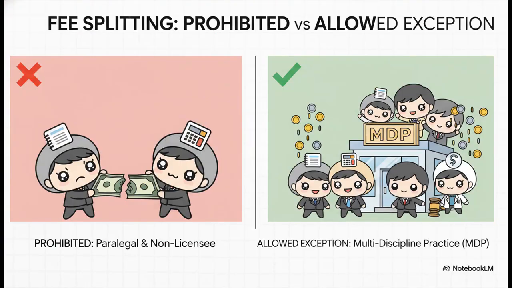So the rule is pretty simple. You can't split your legal fees with someone who isn't a licensee, period. But there is one very narrow exception, and that's if you're part of a formal multidiscipline practice, an MDP. So that informal deal you have with your accountant buddy to kick them a piece of the fee for sending you work, nope, that is totally prohibited and it's professional misconduct.